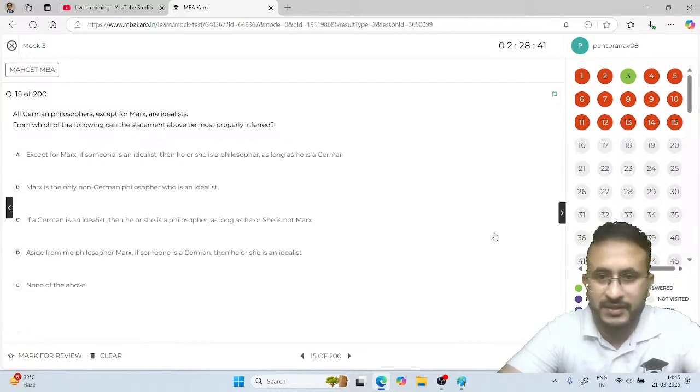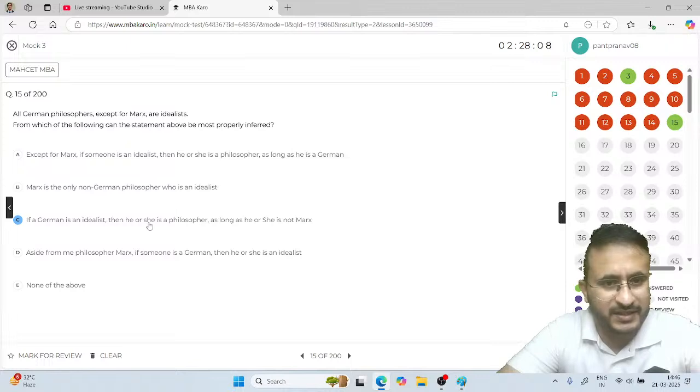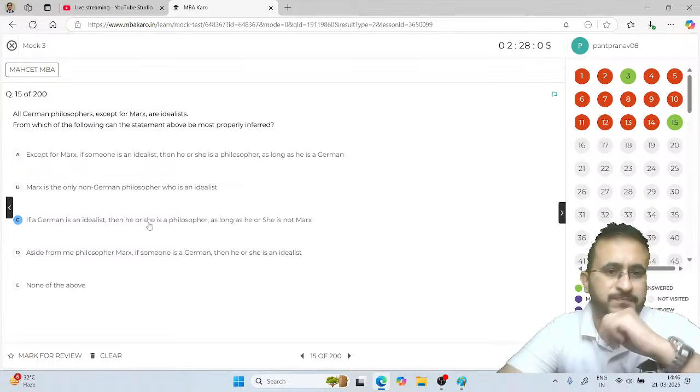So maybe this one: inferred all German philosophers except for Marx are idealists. Marx is the only... if a German is a philosopher, as long as he or she is not Marx. So that's what we can infer, right? All German philosophers except for Marx are idealists. Okay, so if a German is an idealist, then he or she is a philosopher.